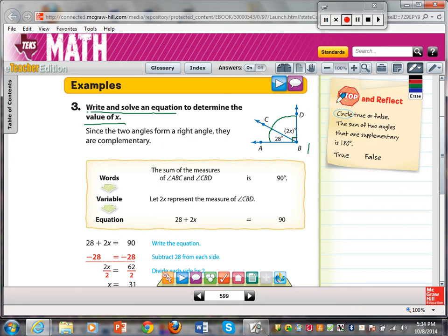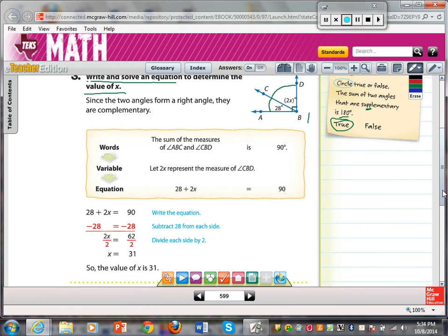Let's take a look here. Stop and reflect. Circle true or false: the sum of two angles that are supplementary is 180 degrees. Well, let's see. I remember there's two P's, 180. So yeah, that's true. Let's continue down.